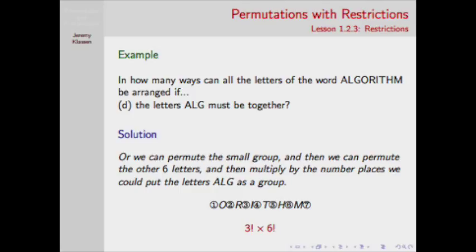And in this case, because there are only 6 letters, there are 7 possible places that we could put that little group ALG. Since we only need to choose one place, we won't use 7 factorial, we'll just use 7, and our total product will be 30,240, just as it was before.